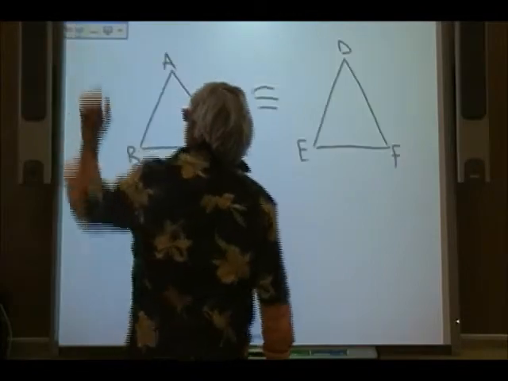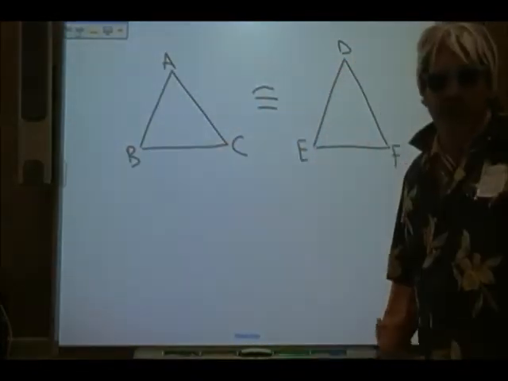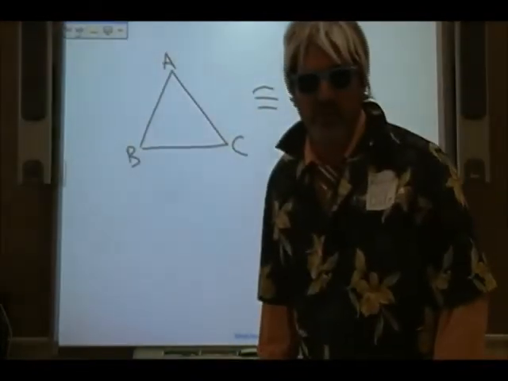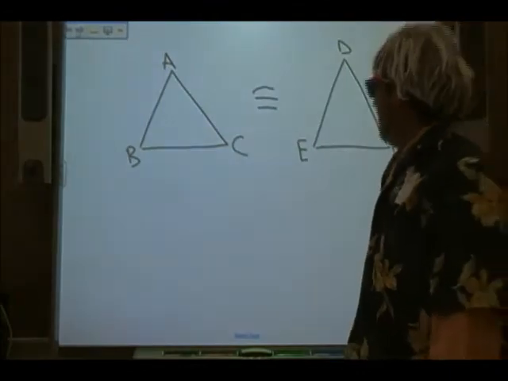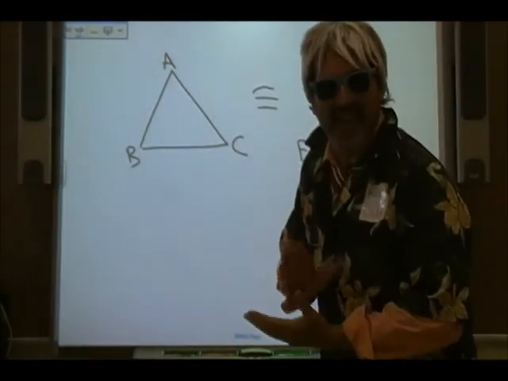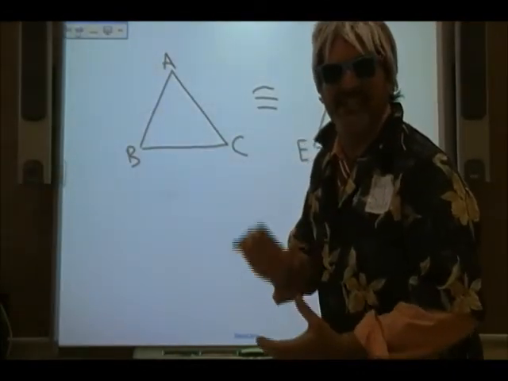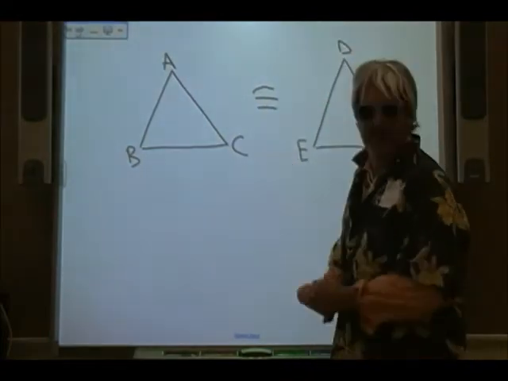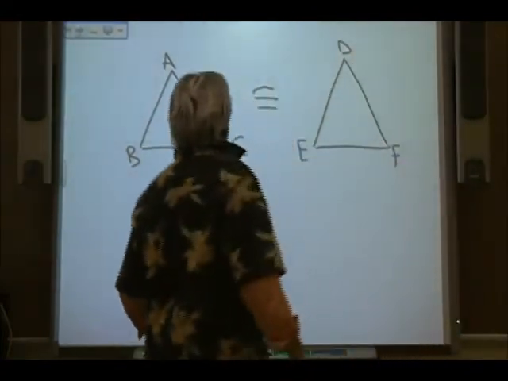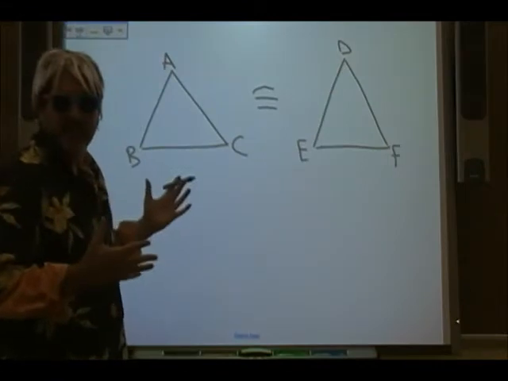Let's take a look. I give you two triangles and I say they're congruent. What does that mean? Well, it means they have the exact same size and shape. That's what this symbol means, congruent. So, let's look at the parts.